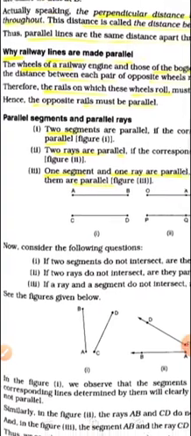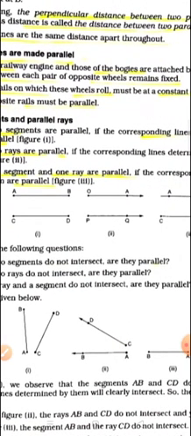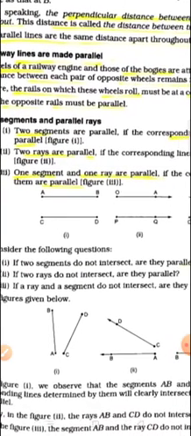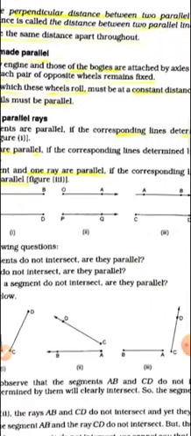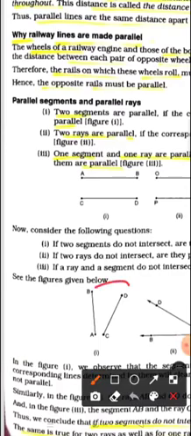Now consider the following questions. If two segments do not intersect, are they parallel? If two rays do not intersect, are they parallel? If a ray and a segment do not intersect, are they parallel? See the figures given below.